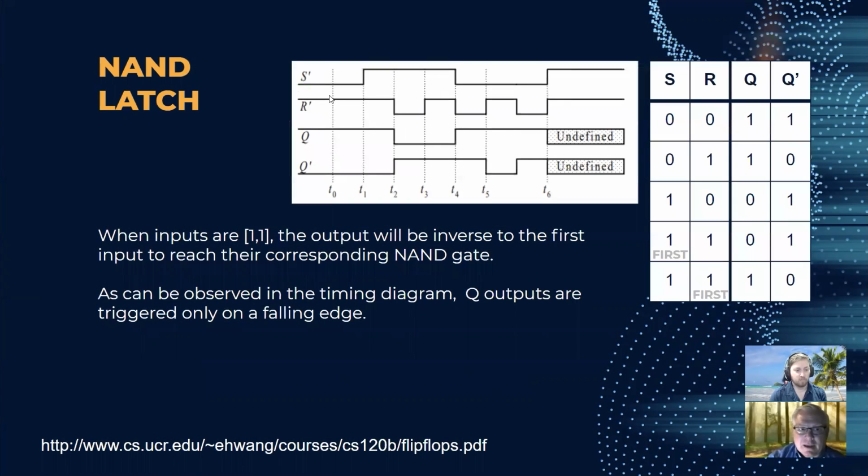When inputs are 1, 1, the outputs will be inverse to the first input to reach the corresponding NAND gate, as can be seen in this truth table. As can be observed in the timing diagram, Q outputs are triggered only on a falling edge. This can be seen above here.